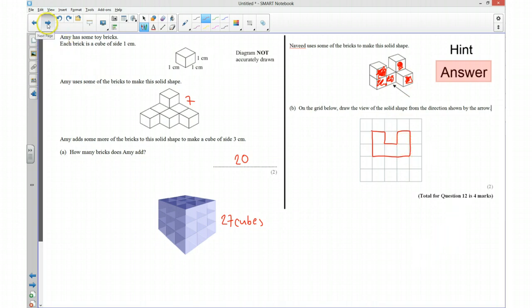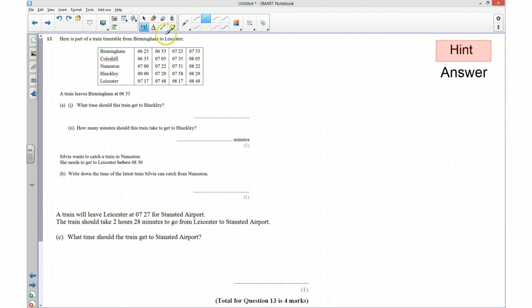Okay, question 13. We've got a timetable over here. So this is our timetable from Birmingham to Leicester. The train leaves Birmingham at 6:35. What time should this train get to Hinckley, and how many minutes should the train take to get to Hinckley?